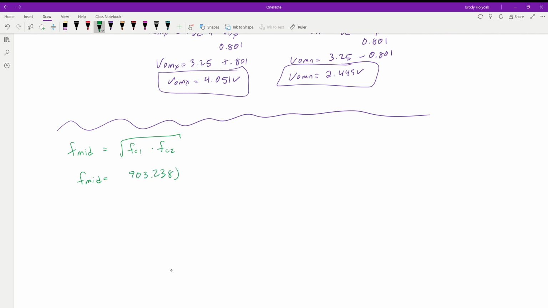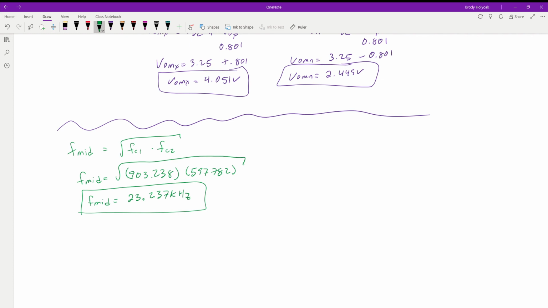903.238 times 597,782. We take the square root of that, and that gives us a middle of 23,237 kilohertz. So this gives us our last critical frequency, I use that term loosely, our last frequency to use to solve for this. We're going to do the exact same thing that we've been doing based on all these.